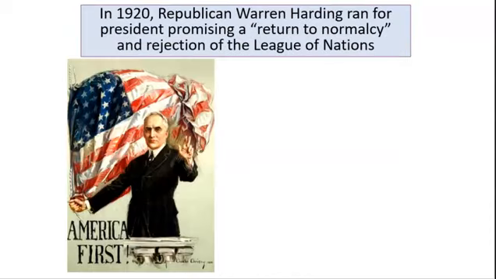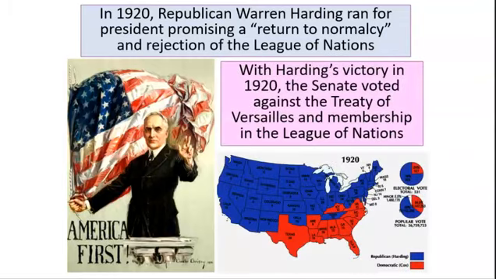In 1920, Republican Warren Harding ran for president, promised a return to normalcy and rejection of the League of Nations. With his victory in 1920, the Senate votes against the Treaty of Versailles and membership in the League of Nations, and we never join. And in many ways, this helps to precipitate or cause some of the issues that we're going to see in the 1930s and the beginning of World War II.